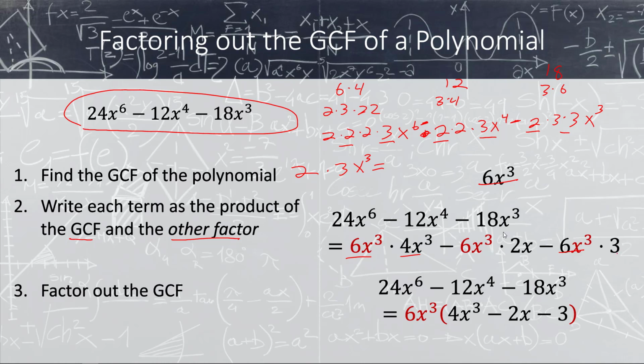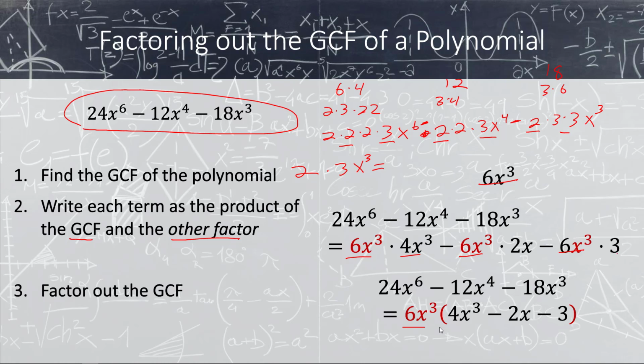6 times 3 is 18, and of course x cubed comes up with it. Once we have that, we can now factor out the greatest common factor by using the distributive property in reverse. Notice that now we have 6x cubed times this term minus 6x cubed times this term minus 6x cubed times this. We can factor that out and then enclose the remaining factors in grouping symbols. And that will give us 6x cubed times the quantity 4x cubed minus 2x minus 3.